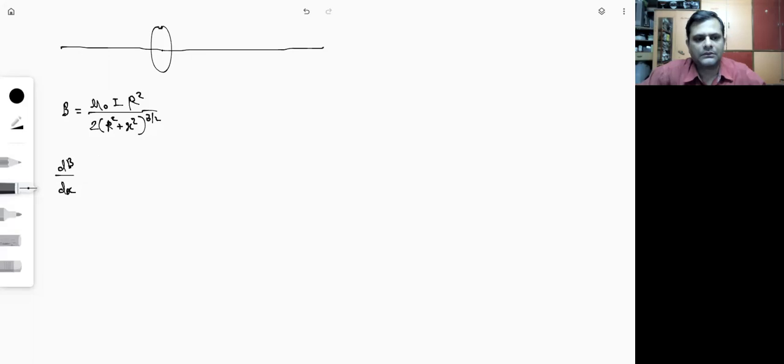Okay, so dB by dx can be written simply as equal to, now see here, mu naught, I and R square are all constants, only this 1 upon r square plus x square the whole raised to minus 3 by 2 will be left here, so you can just express it as d by dx of that. Or it's okay, we can just remember the direct result. So the graphical representation here will be like this.